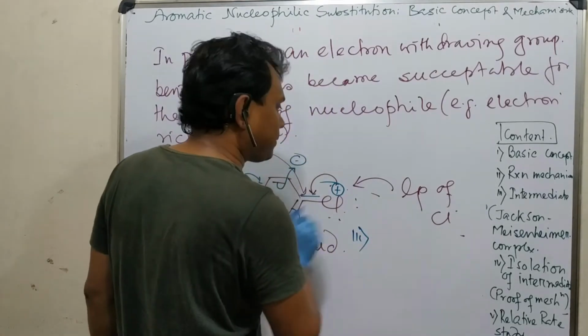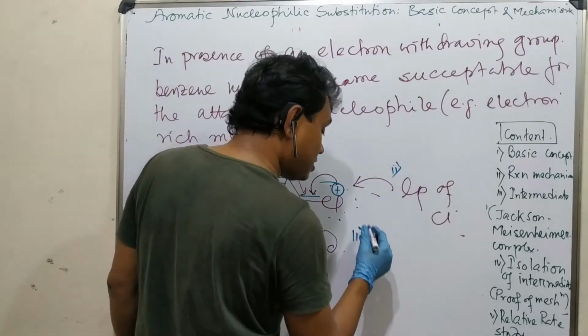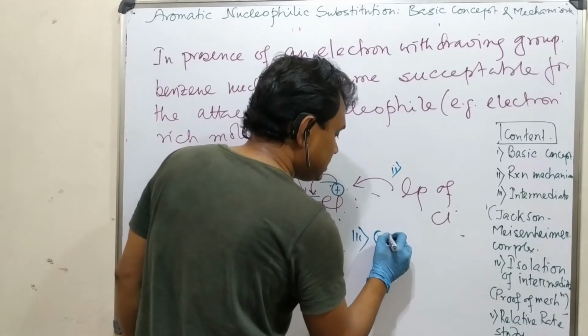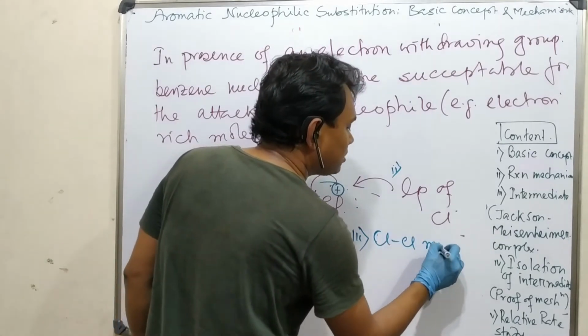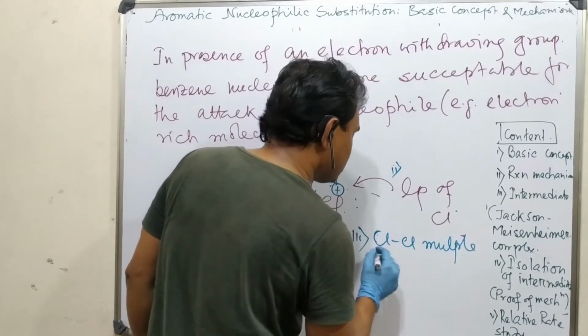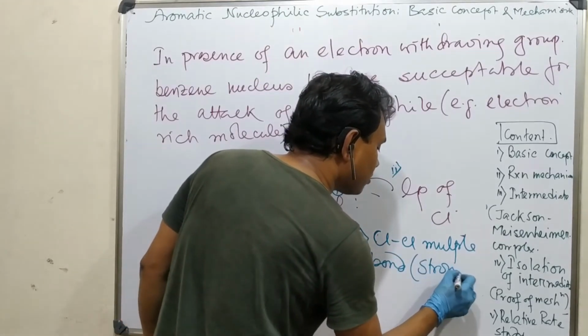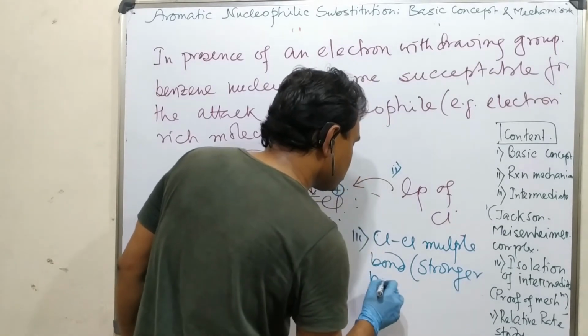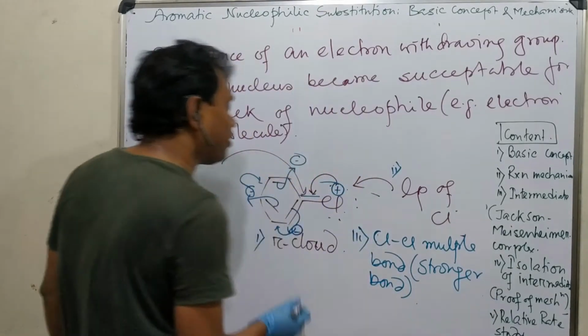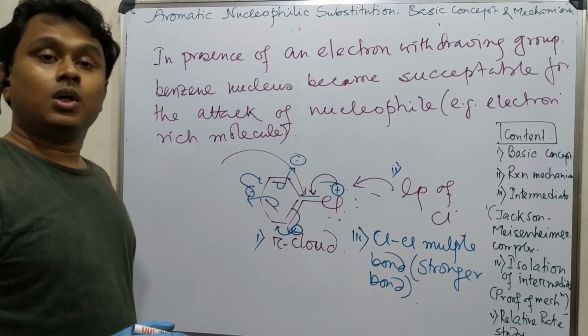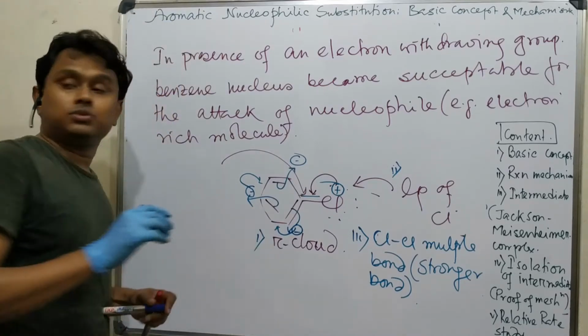This is the first point, the pi cloud. This is the second point. This is the third point: the C-Cl carbon multiple bond. And what does it mean? Multiple bond means stronger bond. If it is a stronger bond, then it is difficult to break. So we have understood the problem.